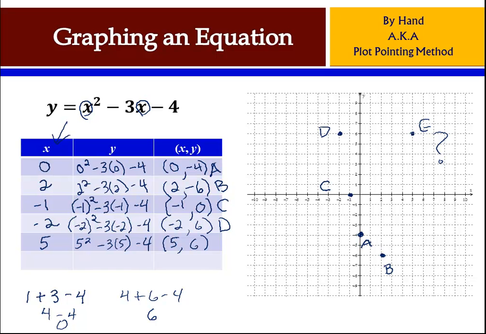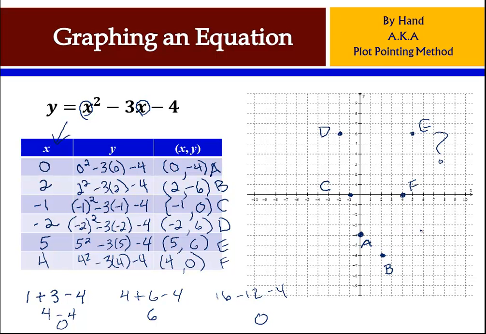Let's do one last point just to sort of get the idea here, and I think I'll go ahead and do the value x is 4. So 4 squared, 3 times 4 minus 4 would be 16 minus 12 minus 4. That's actually 0. So if x is 4, y is 0. And so here's my point that I'm going to label F.